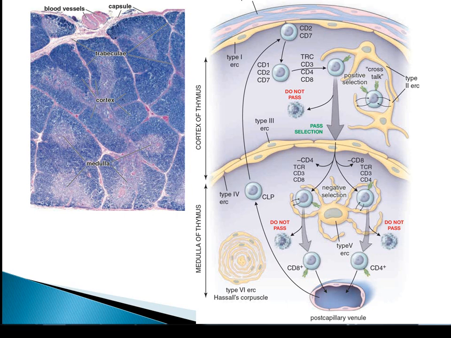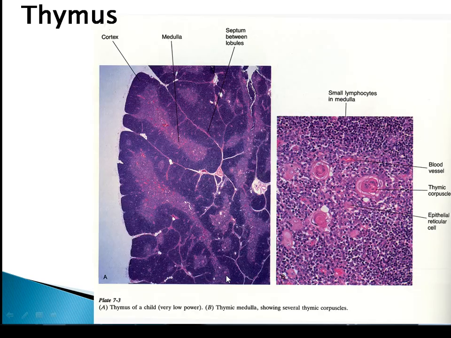So we have to know that some of the type of epithelial reticular cells that are present inside of the medulla form Hassall's corpuscles. These are concentrically located, and they also have calcium deposits inside, and they increase in number with increasing age. The Hassall's corpuscles we can see here in the medulla.